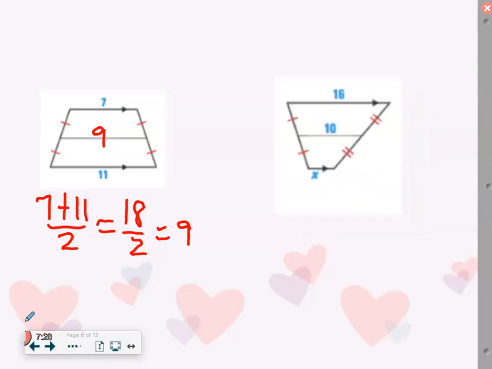Ooh, what if we have the mid-segment but we're looking for a base? You could just count. What's the difference between these guys? 6. I need this to be the same. So where am I going to end up? 4. Counting's nicer.